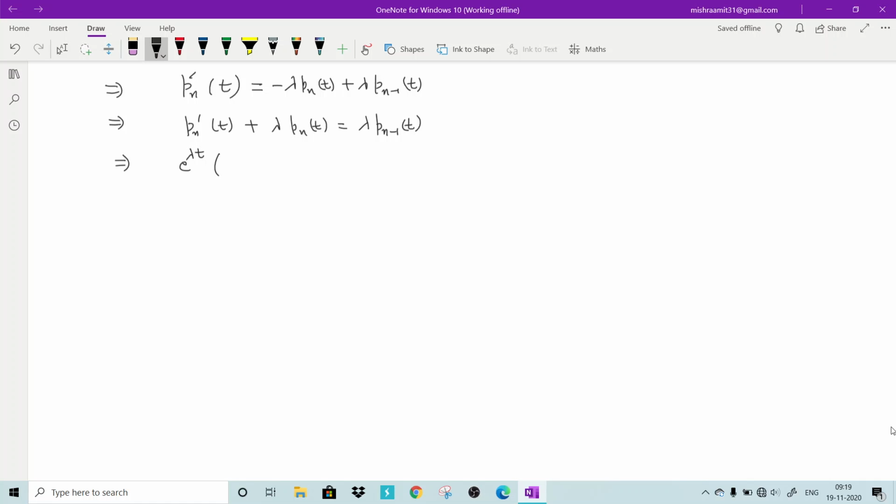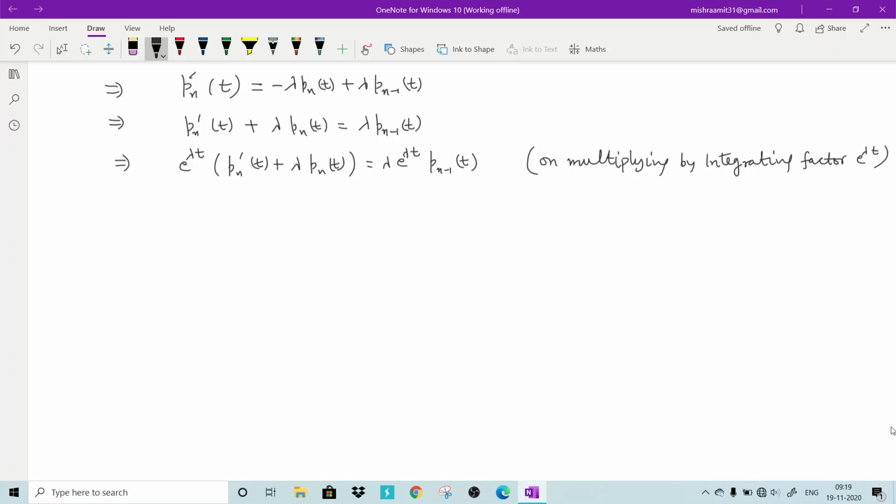So, we will multiply both the sides by e to the power lambda t, which is the integrating factor: Pn prime(t) plus lambda times Pn(t) is equal to lambda e to the power lambda t Pn minus 1(t), on multiplying by the integrating factor e to the power lambda t. Okay. So, we multiply by the integrating factor e to the power lambda t.